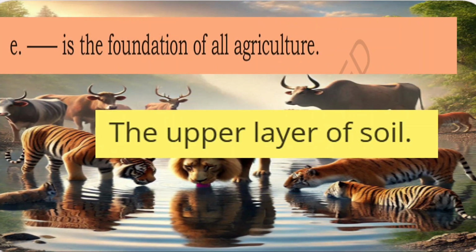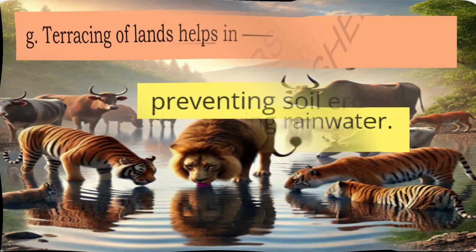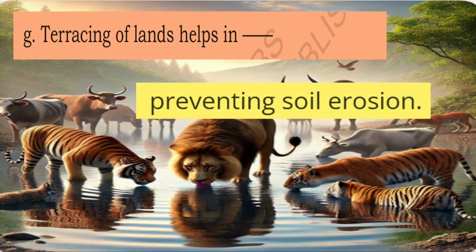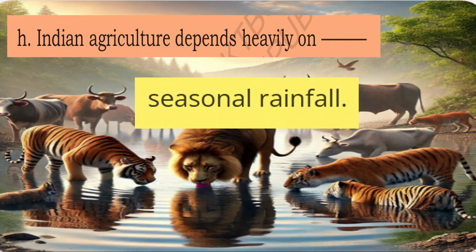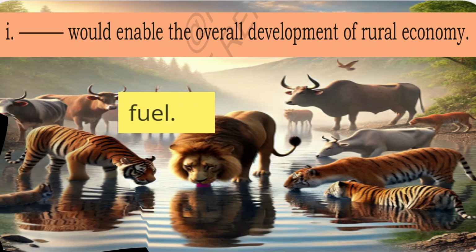E. Dash is the foundation of all agriculture. The upper layer of soil. F. Ruts are formed by rapidly flowing rainwater. G. Terracing of lands helps in preventing soil erosion. H. Indian agriculture depends heavily on seasonal rainfall. I. Dash would enable the overall development of the rural economy.